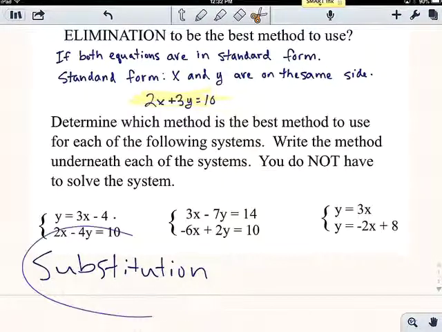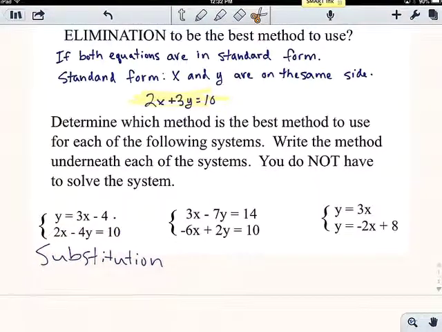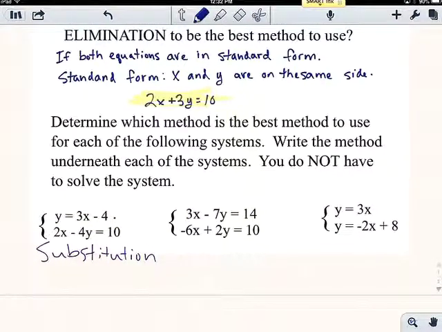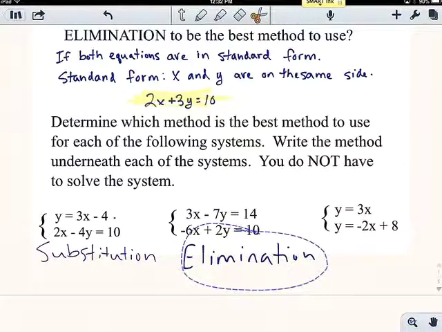Substitution, and I wrote it huge, so we'll just make it a little smaller. Okay, now this second one right here. It looks like I've got both equations in standard form. So remember, standard form is this thing right here. If both of them are in standard form, then I know automatically that I want to use elimination.